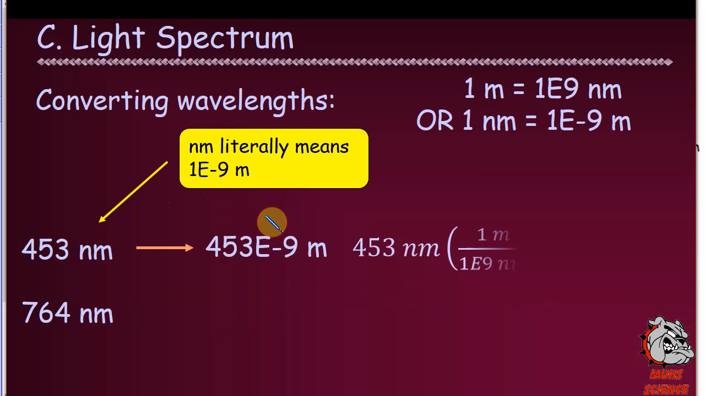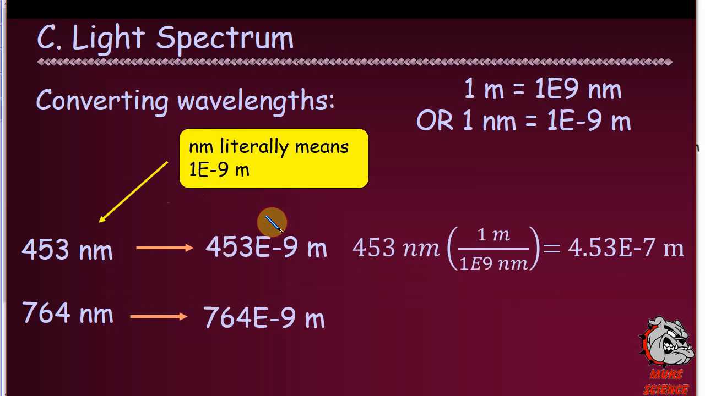We talked about converting wavelengths, and you've probably been through these things. My idea here is that nano stands for 1e-9, so when I'm converting nanometers to meters, if it says 453 nanometers, I just get rid of the n and put an e-9 on the back, and boom, it's in meters. It's a piece of cake.